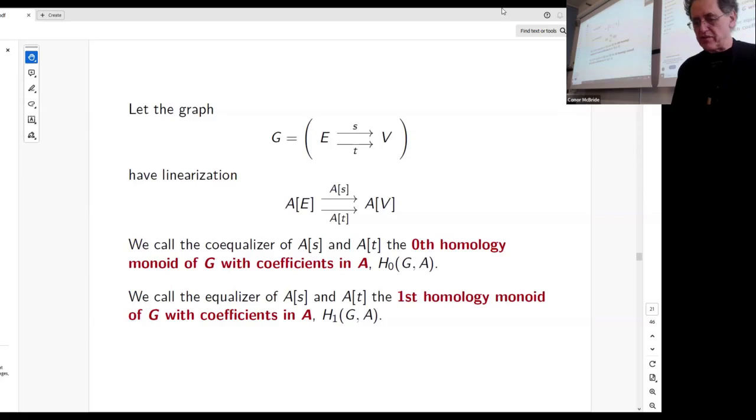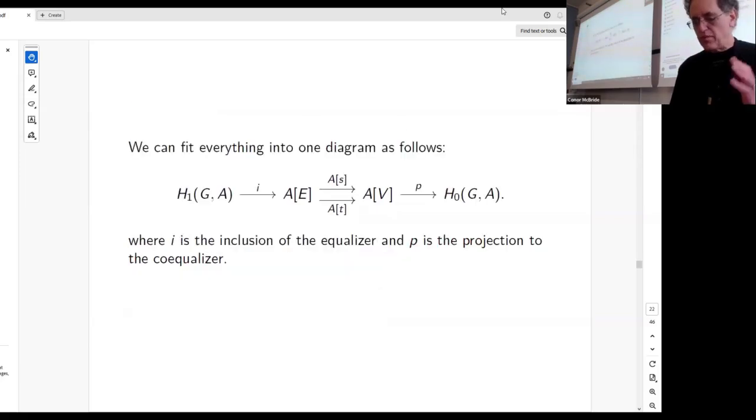So let me explain it with some examples. Well, before I do that, I'll just show you the picture. You started out with this graph. You formed formal linear combinations of edges and vertices to get this new diagram where everything here is a commutative monoid or a map of commutative monoids. And then you can take the equalizer, which is called the first homology, and the co-equalizer, which is called the zeroth homology. But I only really care about the equalizer now. So let's see what it's like.